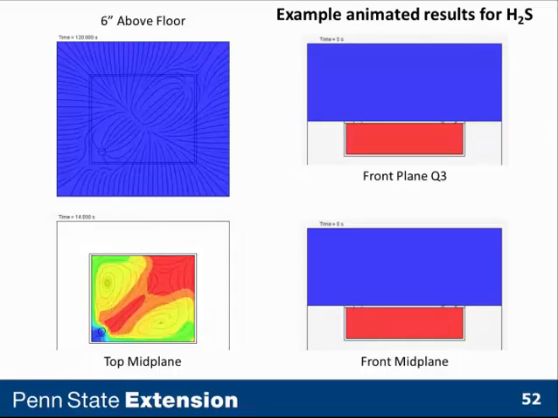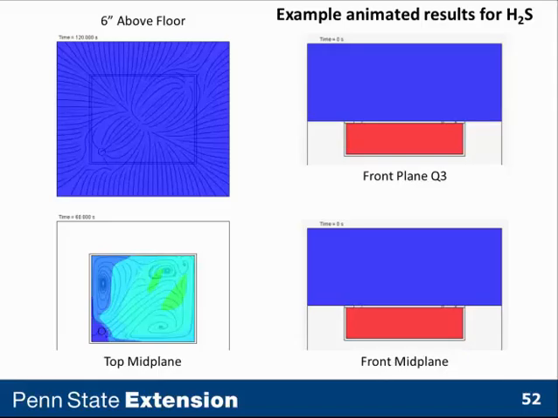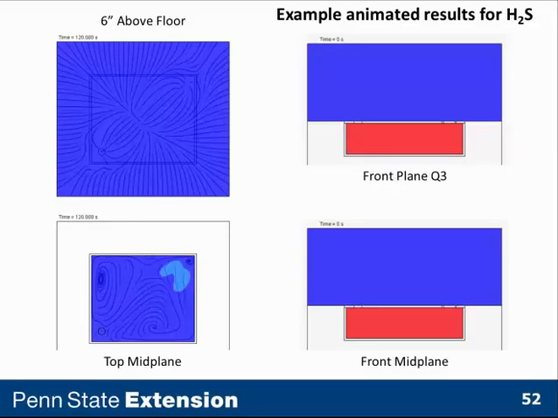Inside the manure pit at the mid-height, you see that this hydrogen sulfide begins as being totally red, and then by the time we get to 120 seconds, most of that manure pit is dark blue, which means zero parts per million of hydrogen sulfide. In the direct vicinity of the opening, the exhaust area, we still have some zones that are approximately 30 to 40 parts per million still.